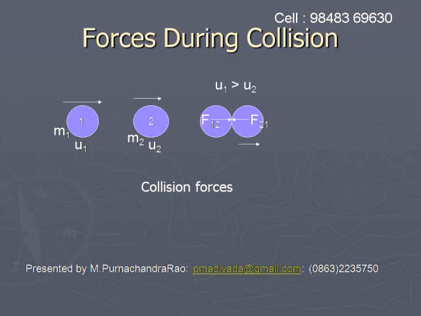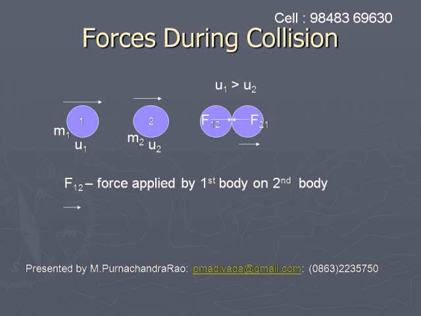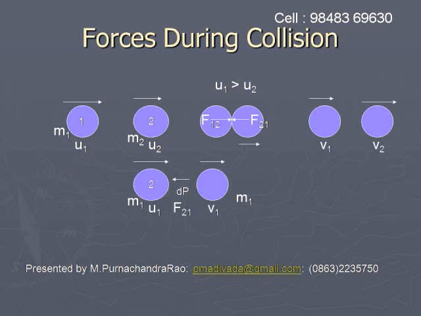During collision, the forces applied are collision forces. These are known as internal forces. Now let us assume them as F12 and F21. F12 is the force applied by the first body on the second body. F21 is the force applied by the second body on the first body. Then F12 changes the momentum of m2. F21 changes the momentum of m1. F21 is opposite to the momentum of the first body.